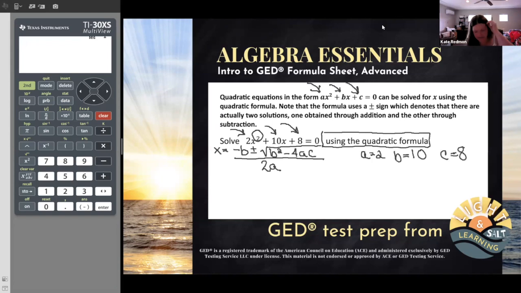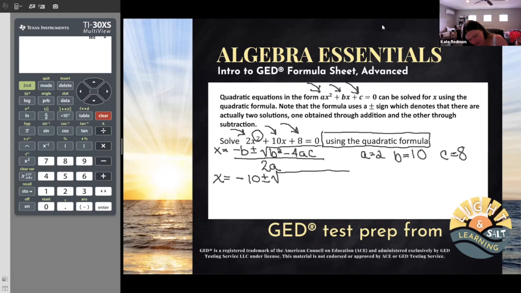And these are all positive numbers. It says 2x squared plus 10x plus 8. And so I end up with these three positive numbers. And these are the values to plug into the quadratic equation. So let's do that. X is equal to the opposite or the negative of b, and b was 10, plus or minus the square root.